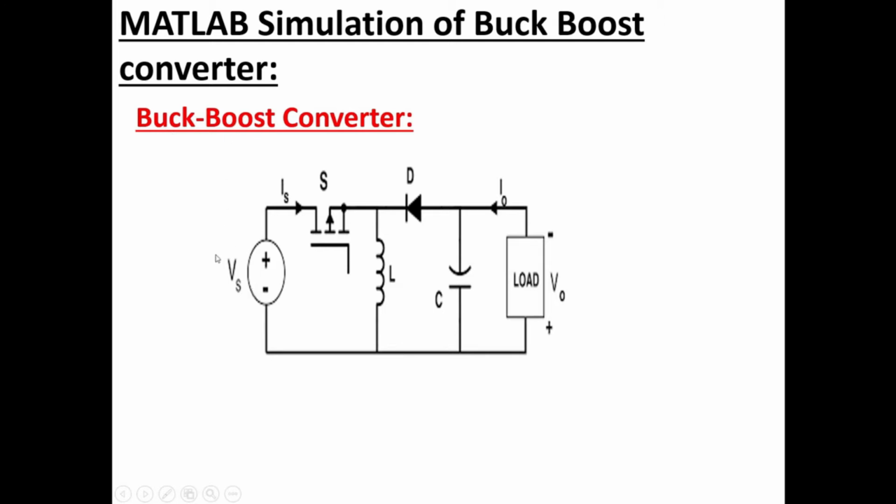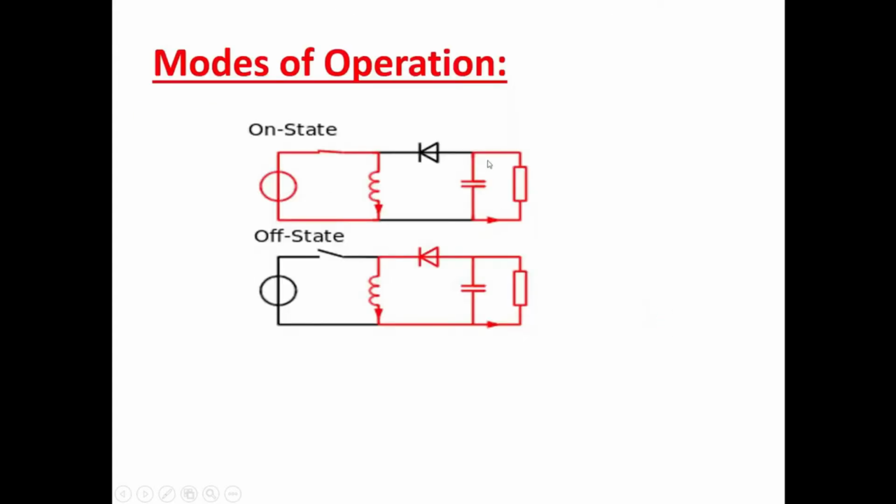Basically, a buck boost converter is used to step down the voltage or step up the voltage with the help of change in duty cycle to the switch. For this converter, we need a power electronic switch and diode, inductor and capacitor, and load. Now we can see the modes of operation of buck boost converter.